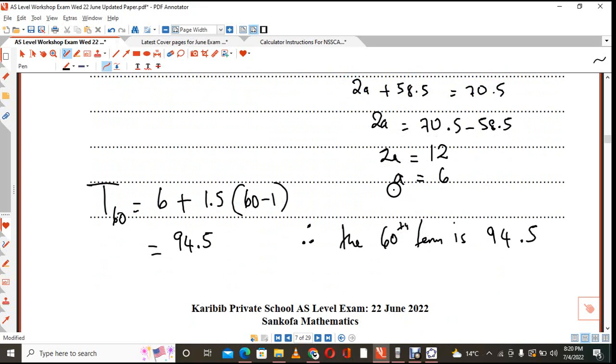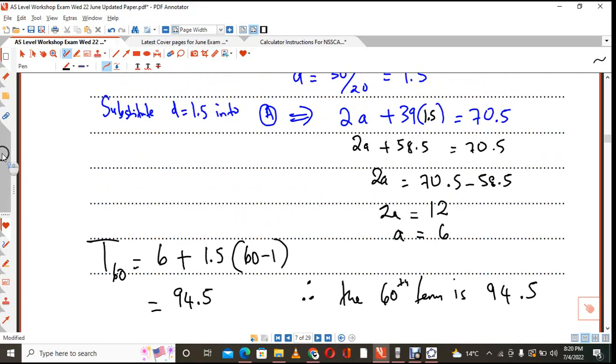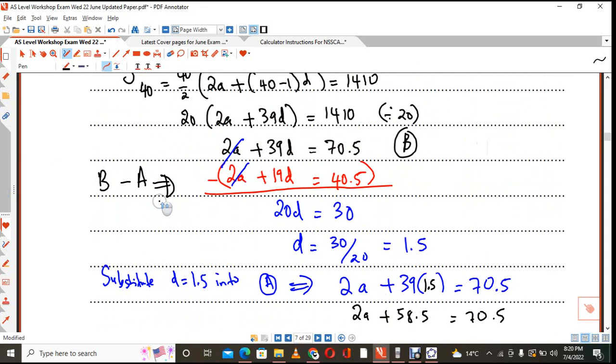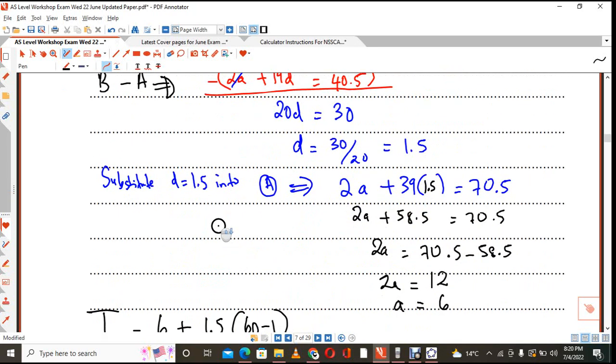There we go. We took care of that question. So you get a mark for substituting into the correct formula, obviously a method mark for solving the simultaneous equations, and then 2 independent marks for creating the equations in the first place.